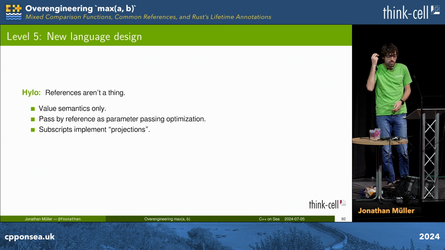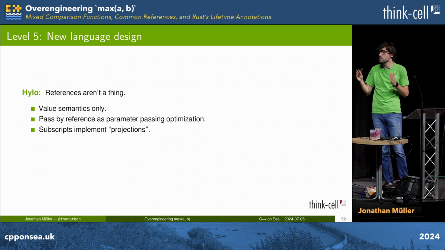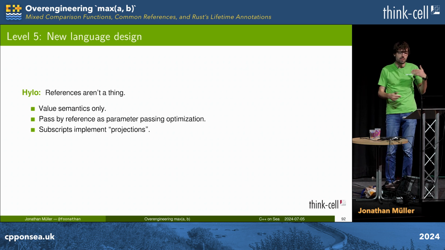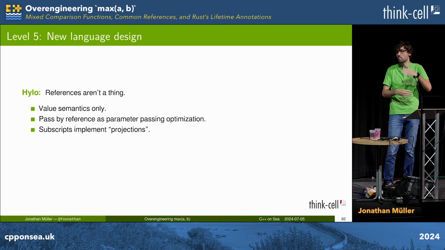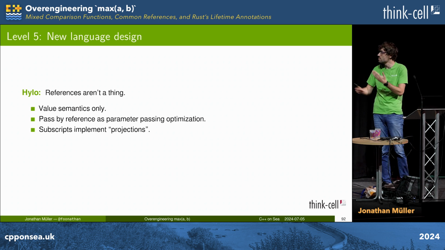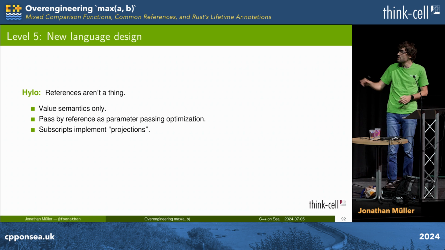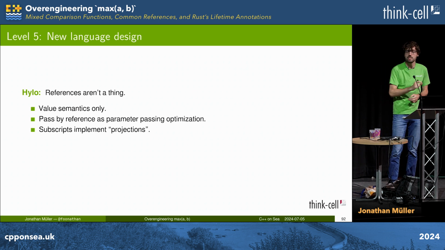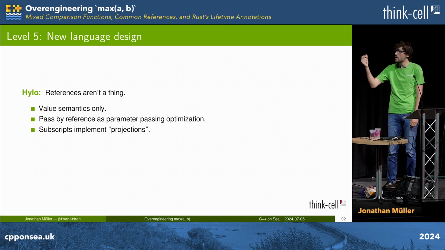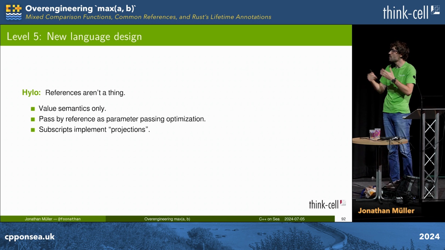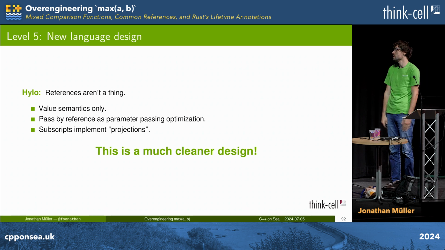And this is why I'm really excited about Hylo. Because Hylo actually takes this to heart. References aren't a thing, you just do value semantics. And whether you pass by value or by reference is an optimization. Semantically, all you do is copies. But in the implementation, you do moves, you do pass by reference, and so on. And they actually have projections, and they call them subscripts. They have them as a first-class feature with the exact semantics as described. So if you define max in Hylo as a subscript, the compiler will just do the optimal thing to figure out how to do all the lifetime tracking. And this is a so much cleaner design.